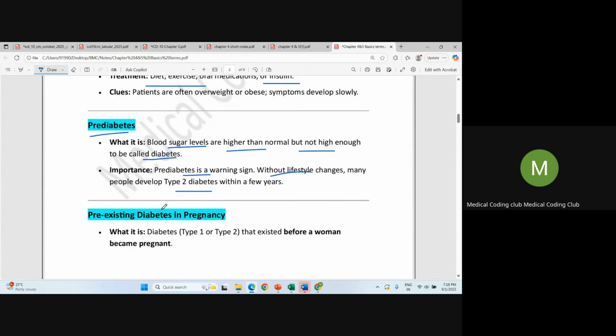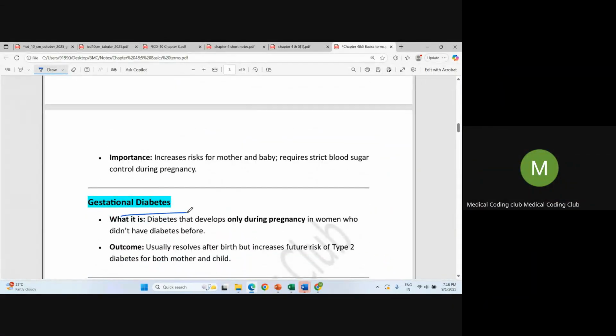Next, you should know, while coding diabetes in pregnancy, we should be aware of these two kinds of differences. One is pre-existing diabetes in pregnancy, and the other one is gestational diabetes or pregnancy-induced gestational diabetes.